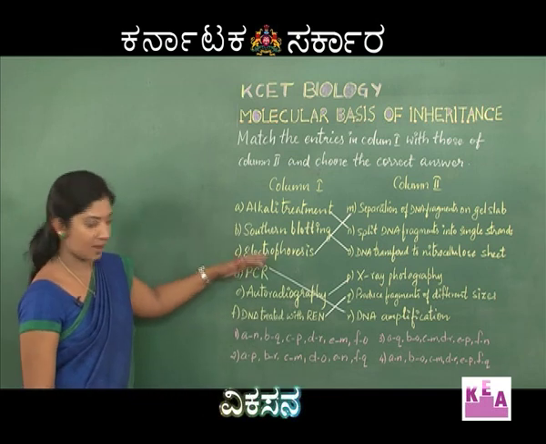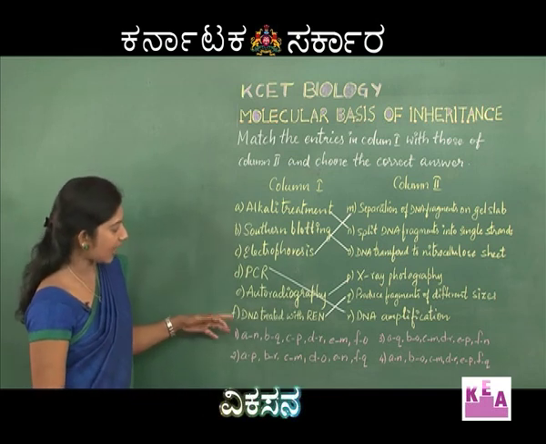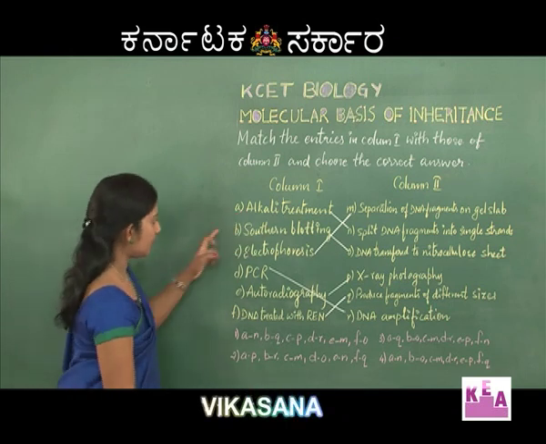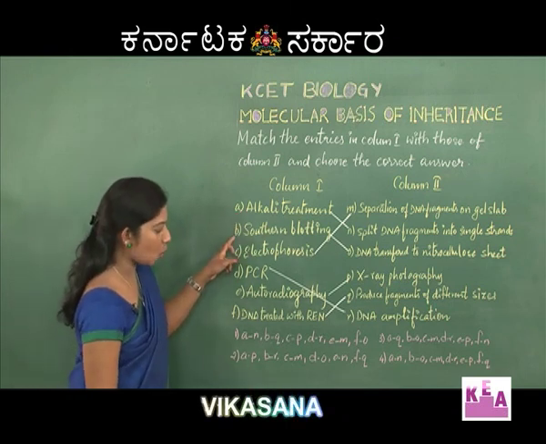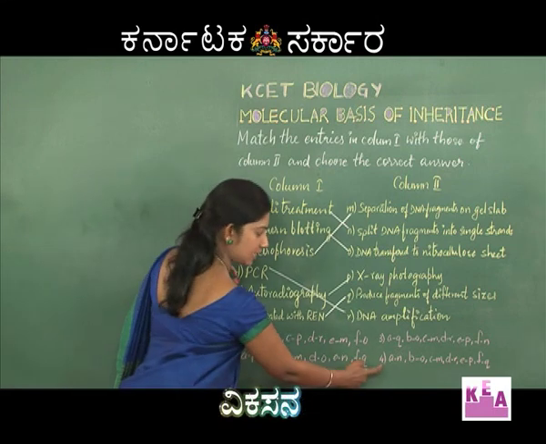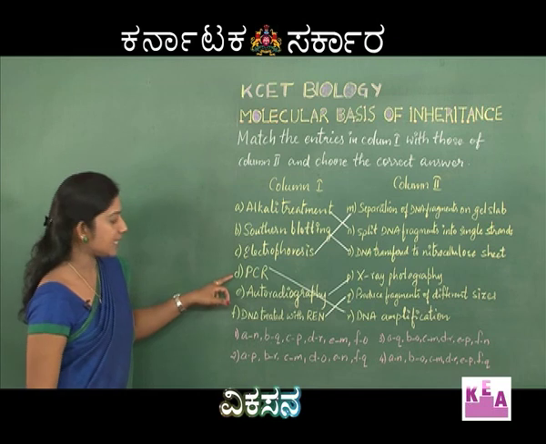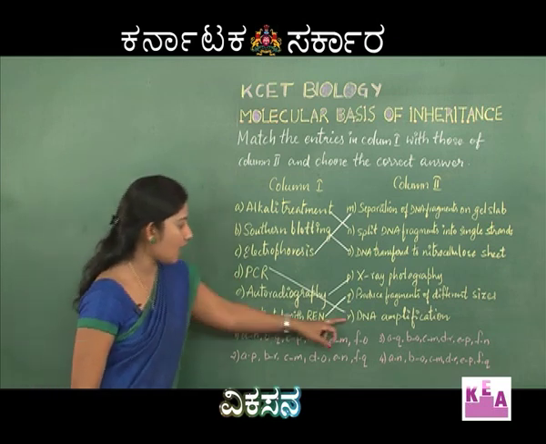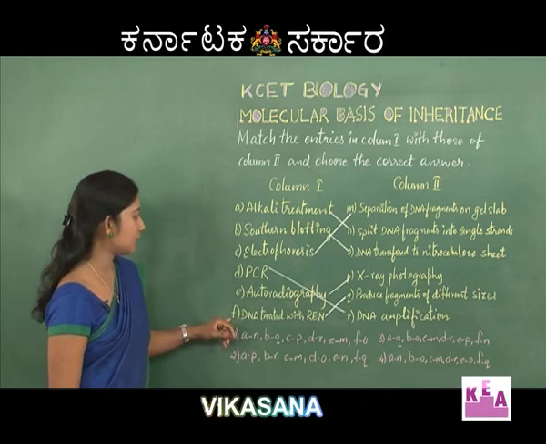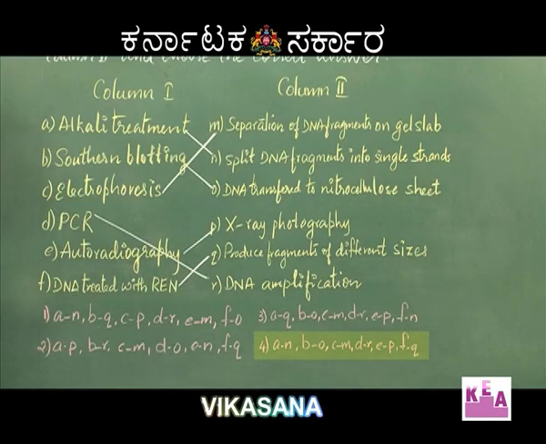Based on this match, the right answer is A matches with N, B matches with O, C matches with M, option 4, D matches with R, E matches with P, and F matches with Q. So the right answer is option 4.